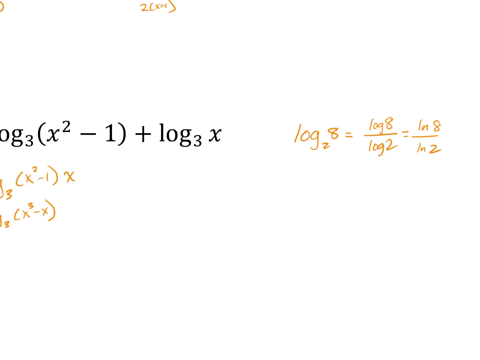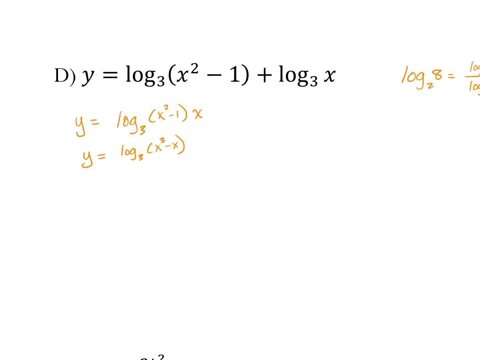Okay, and so if I want to change this so that it's written in the form of the natural log, because that's where I have my derivative laws, I can call this the natural log of x cubed minus x over the natural log of 3. Now, what do we know about the natural log of 3? It's a constant, right? So that might as well be a 2 or a 5 or whatever. It's just a constant number.